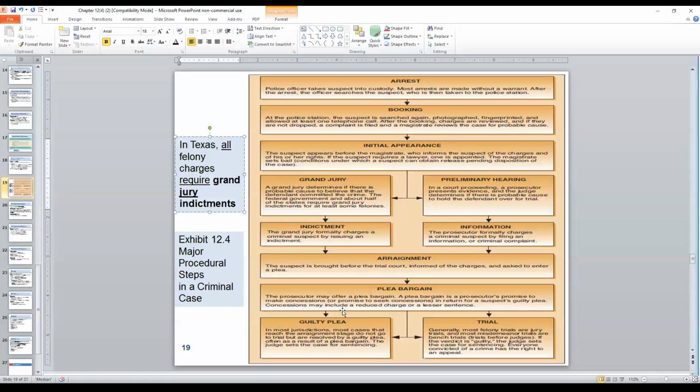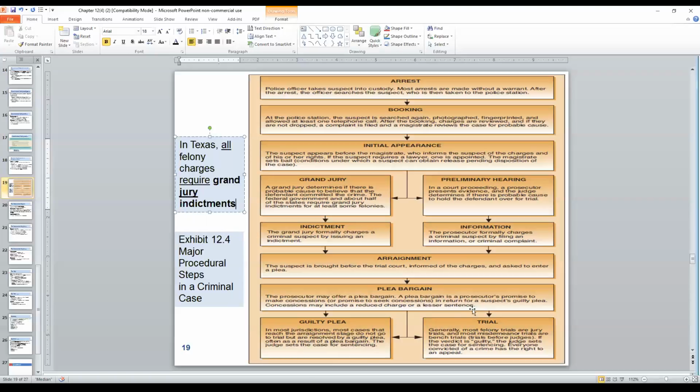So let's first of all assume that there was a plea bargain entered. So now we're going to go over here to this guilty plea situation. In most jurisdictions, most cases that reach the arraignment stage do not go to trial but are resolved by a guilty plea, often as a result of a plea bargain. The judge sets the case for sentencing. That is true. Typically, I think I've read somewhere that about 97% of cases are pled out.